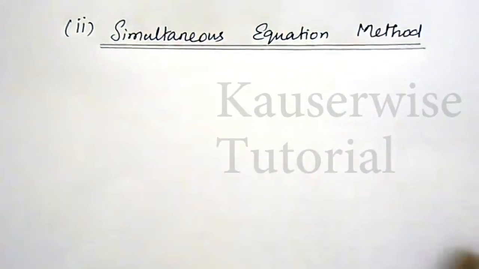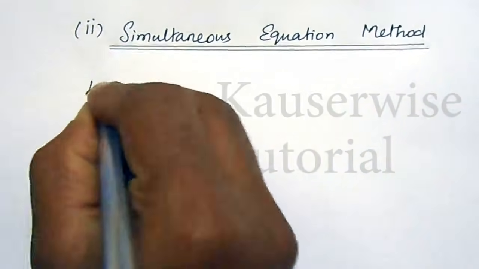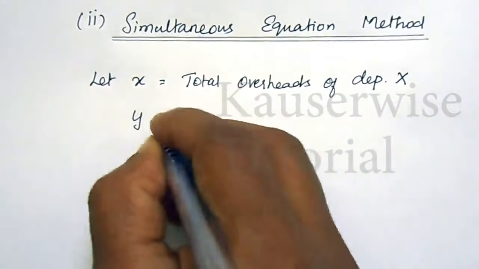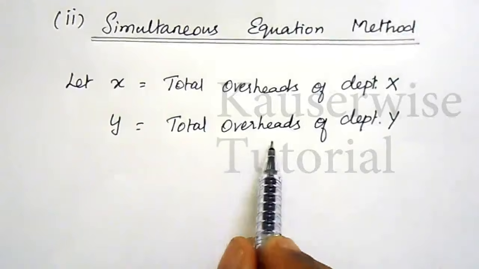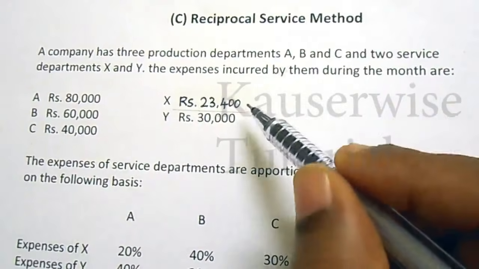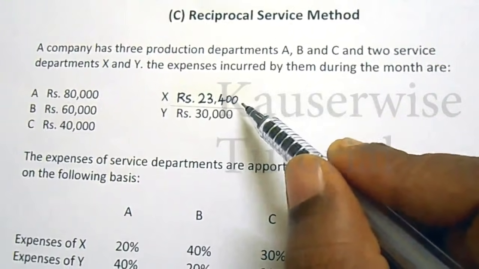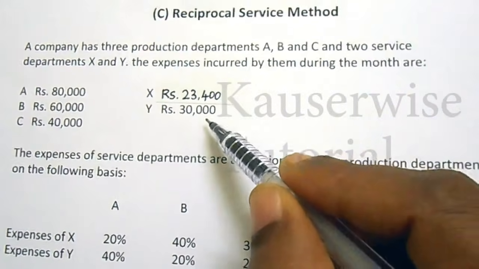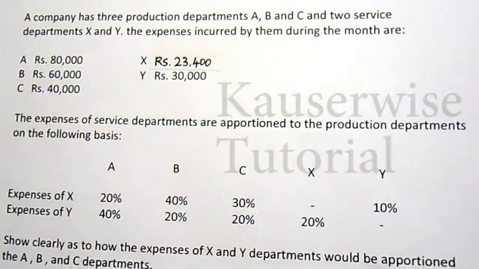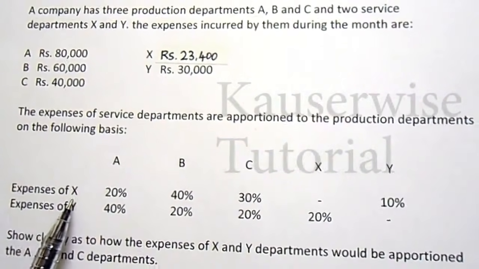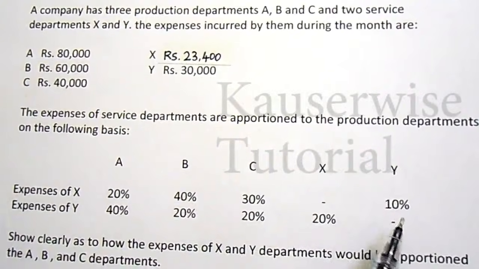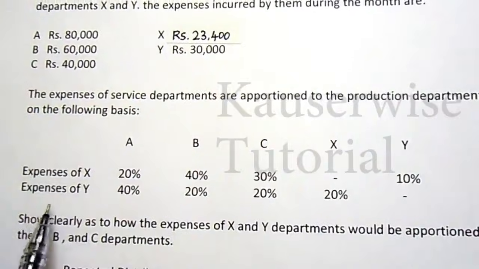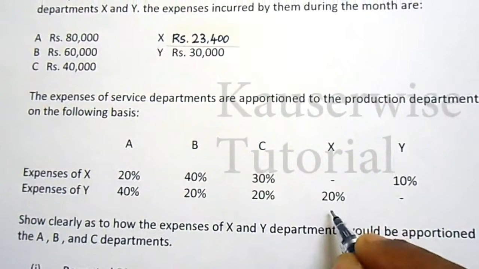First, we need to form the simultaneous equations. For that, let small x be equal to the total overheads of department X and small y be equal to the total overheads of department Y. Look at the problem. Total overheads of department X is 23,400 and total overheads of department Y is 30,000. So both X and Y are service departments. And look at the basis of apportionment here. Department X's expense is going to be apportioned based on this percentage. That is, X department expense is allocated to Y at 10%. Expenses of department Y are allocated to X at 20%.